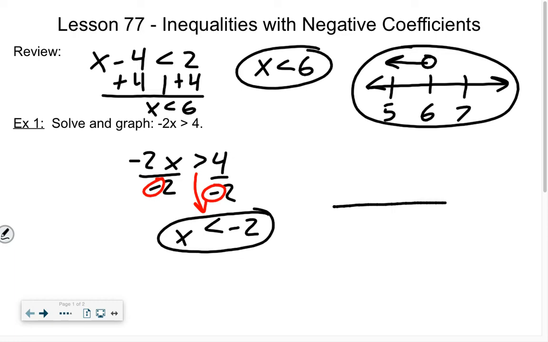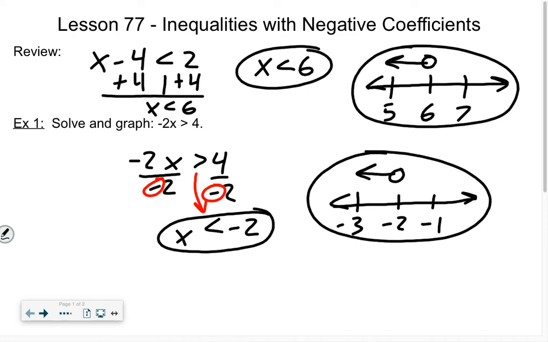And if we wanted to graph it, the graphing hasn't changed at all. That's still negative 2, negative 1, negative 3. Open circle above negative 2. And we want all of the x's that are less than that. So what I have in red here: whenever we divide by a negative, we have to flip that inequality symbol. That's the rule of the day. Let's look at another one.